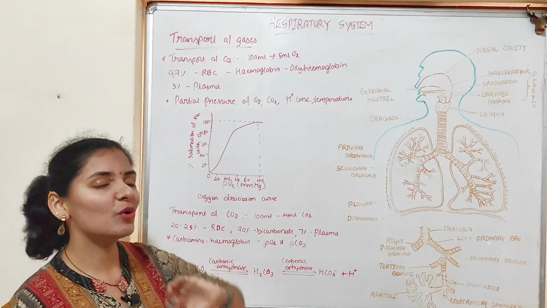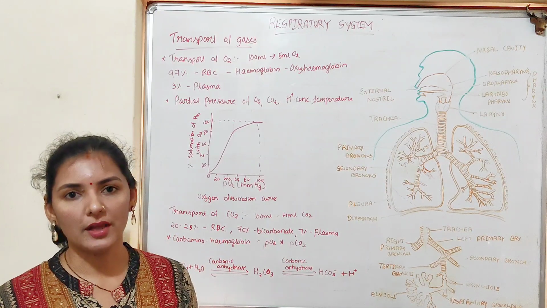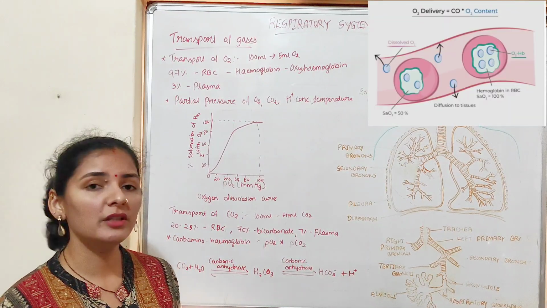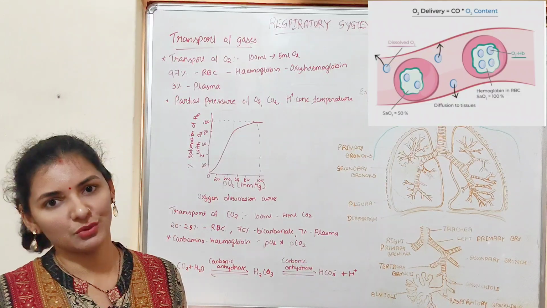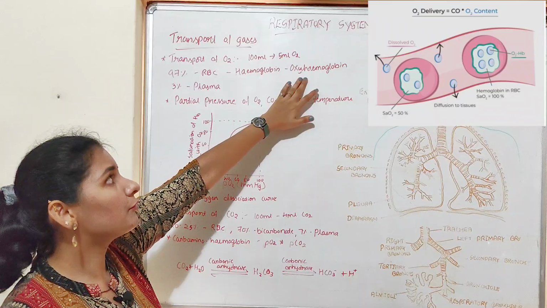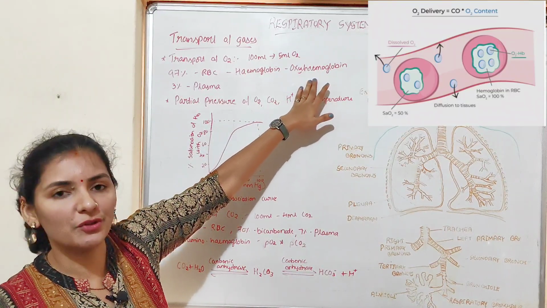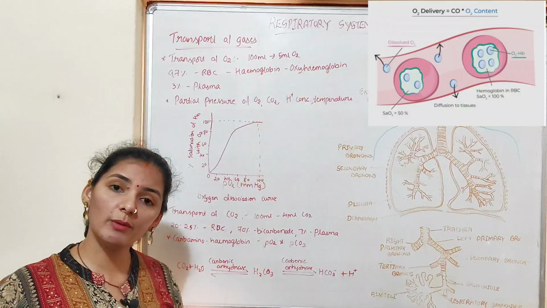But this oxyhemoglobin is not a stable product. It is an unstable product, and this oxyhemoglobin will dissociate at the tissue level, or oxygen will be cleaved from this oxyhemoglobin at the tissue level. Again, it depends on the factors. So at the tissue level, what happens?